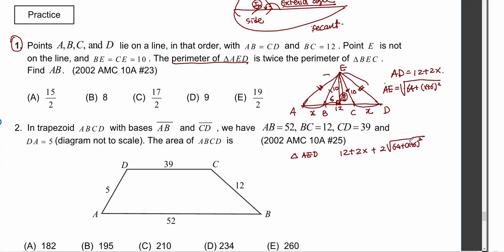What is the perimeter of triangle BEC? BEC, we already got this one. 10, 10, and 12. Okay, triangle BEC equals how much perimeter? 10, 10, 12 is 32, right? But this is twice. This one should be equal to what? 64. We have to solve it this way.